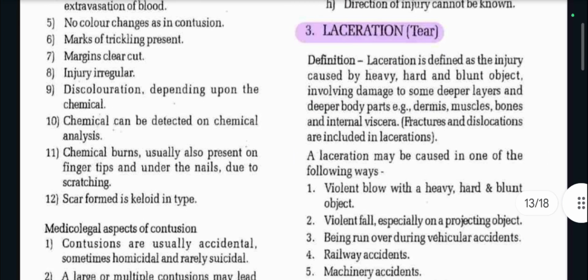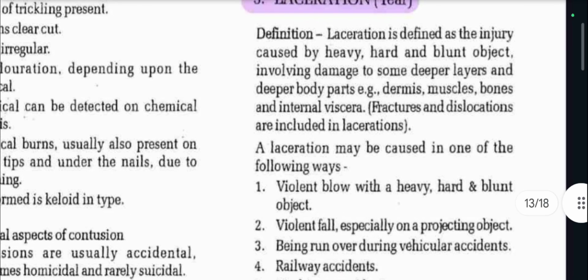Coming to the third type, laceration. Laceration is also called a tear. Laceration is defined as the injury caused by a heavy, hard and blunt object. Remember, it is caused by a blunt object, heavy, hard and blunt, involving damage to some deeper layers and deeper body parts like dermis, muscles, bones and internal viscera. Fractures and dislocations are included in lacerations.